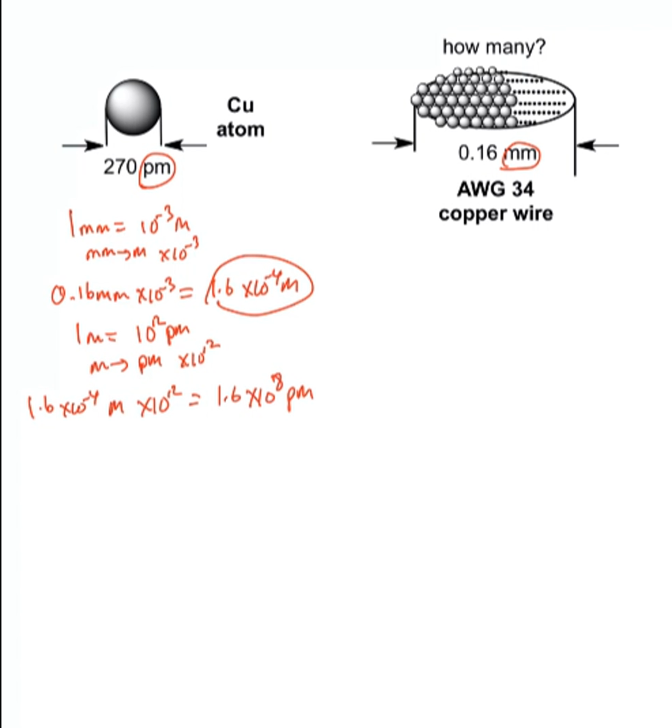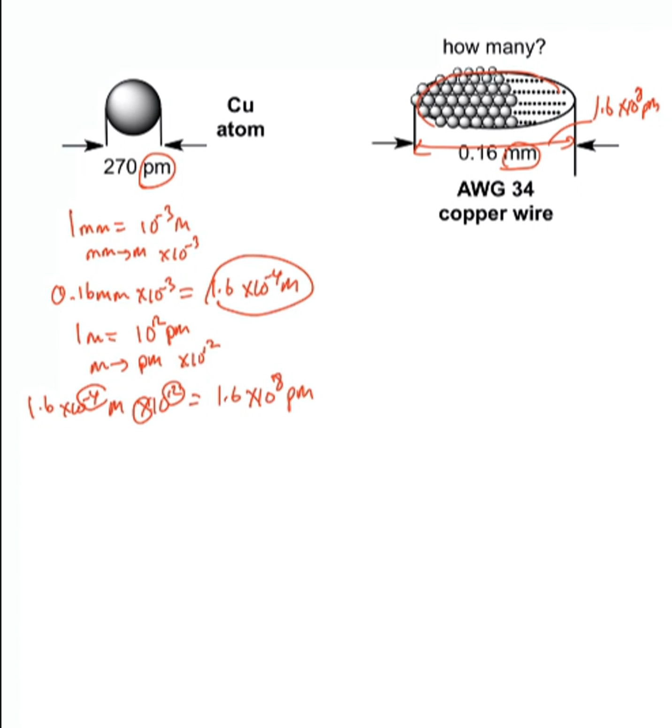So 1.6 times 10 to the minus 4 meters times 10 to the 12 is 1.6 times 10 to the 8 picometers. Because we're multiplying, we add the exponents together. Negative 4 plus 12 is 8. So that's 1.6 times 10 to the 8 picometers, which is therefore the diameter of the wire.